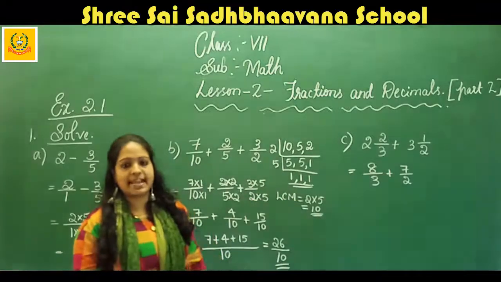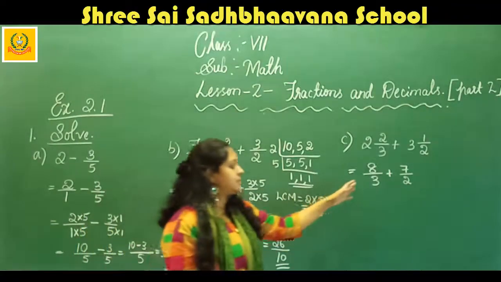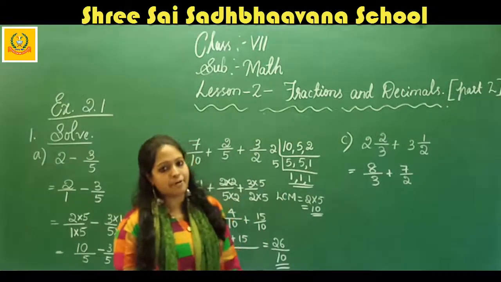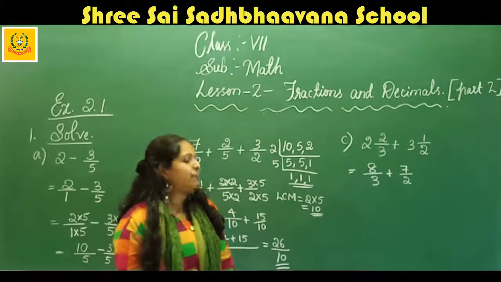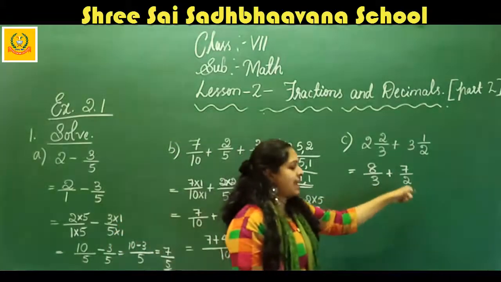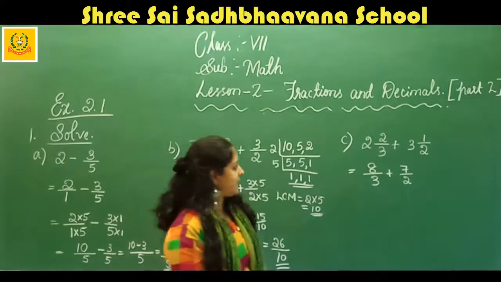Now can you see, is it a like fraction, children? No, this is not a like fraction, these are unlike fractions. Now what I have to do? I have to make the denominator same. So for that what I have to do? I have to take the LCM of 3 and 2. So let us take the LCM.